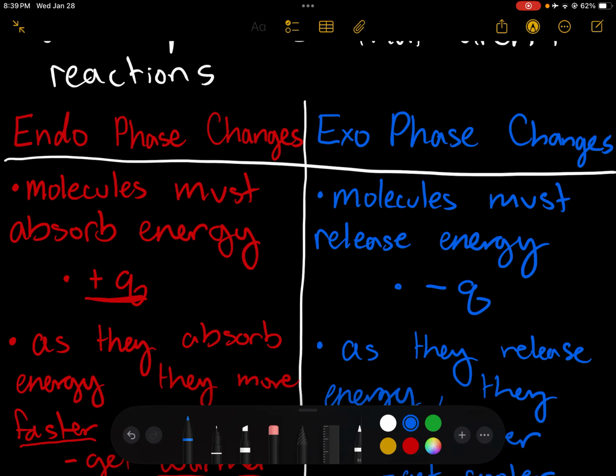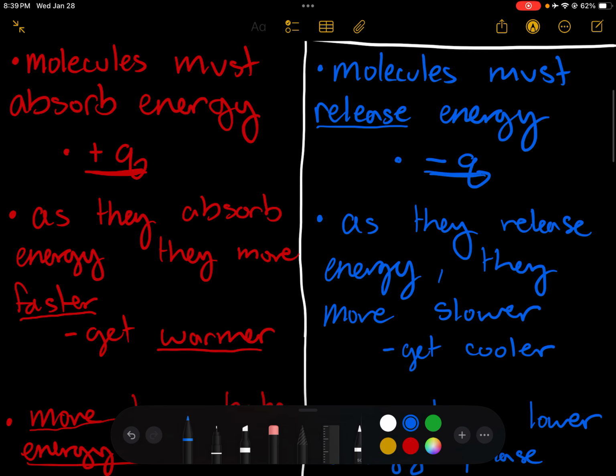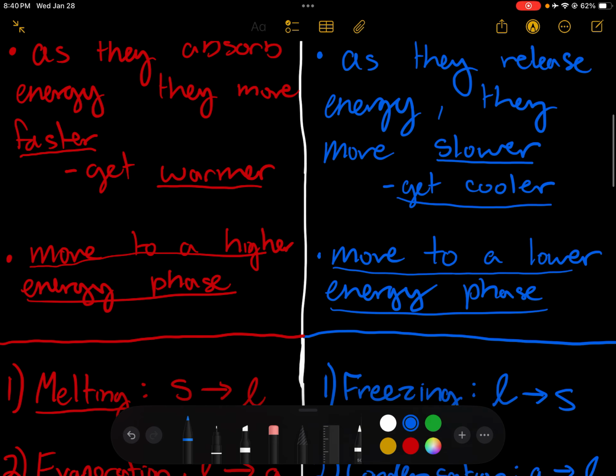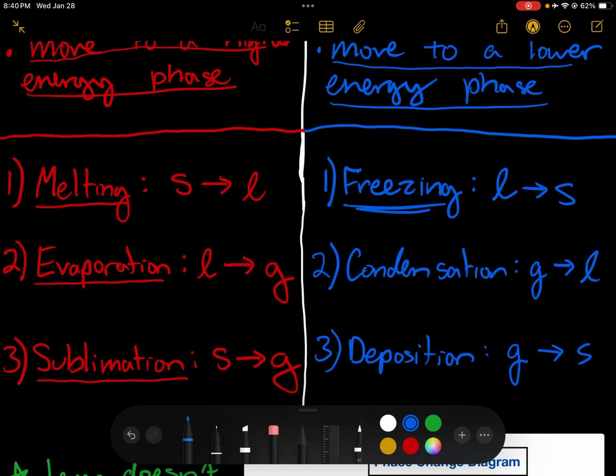Our exothermic phase changes, on the other hand, happen when molecules are releasing energy overall to their environment, meaning that their Q value, were we to measure it, would be negative. If a molecule is releasing its own energy, that means that it's going to start moving slower, and as such, it's going to get cooler, meaning that that molecule is going to move to a lower energy phase. So gas to liquid, liquid to solid, or gas all the way to solid. So those phase changes are going to be freezing, which is liquid to solid, condensation, gas to liquid, or deposition, which is gas straight to solid.